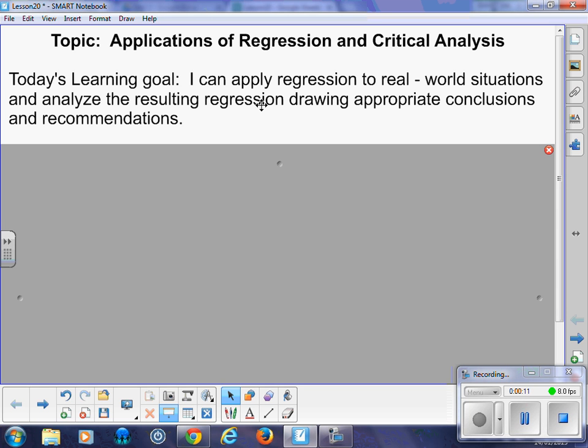So the learning goal for today: I can apply regression, so that's what we've been talking about the last couple of lessons, to real-world situations. And then this is the newer, the challenging part, is analyzing the resulting regression and drawing appropriate conclusions. So this is kind of where your statistical skills come in terms of the project and your critical thinking skills.